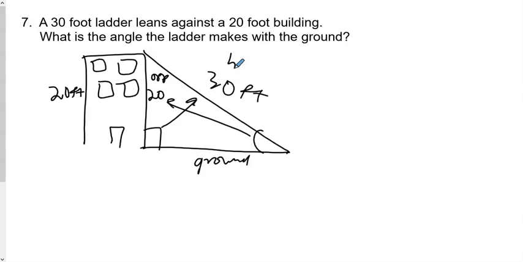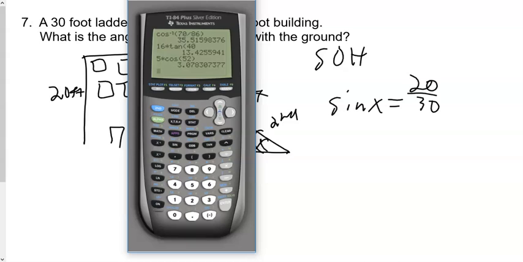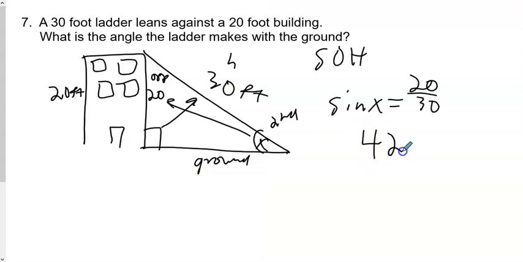So opposite and hypotenuse is sine. We don't know this, so we're going to be using our second key. So sine of x equals opposite over hypotenuse. Second, sine, 20 divided by 30. 41.8, so we'll just round it to about 42 degrees. So that's a 42-degree angle right there with the ground.